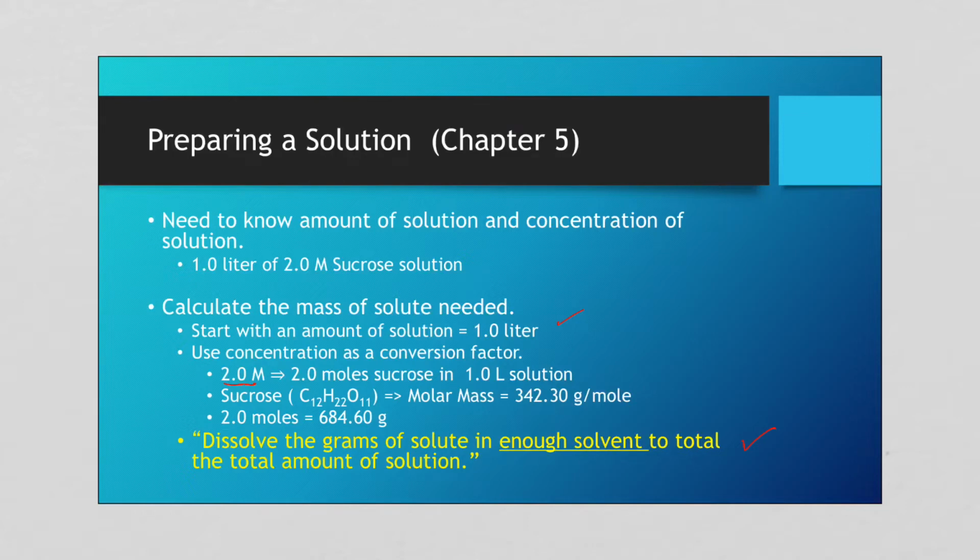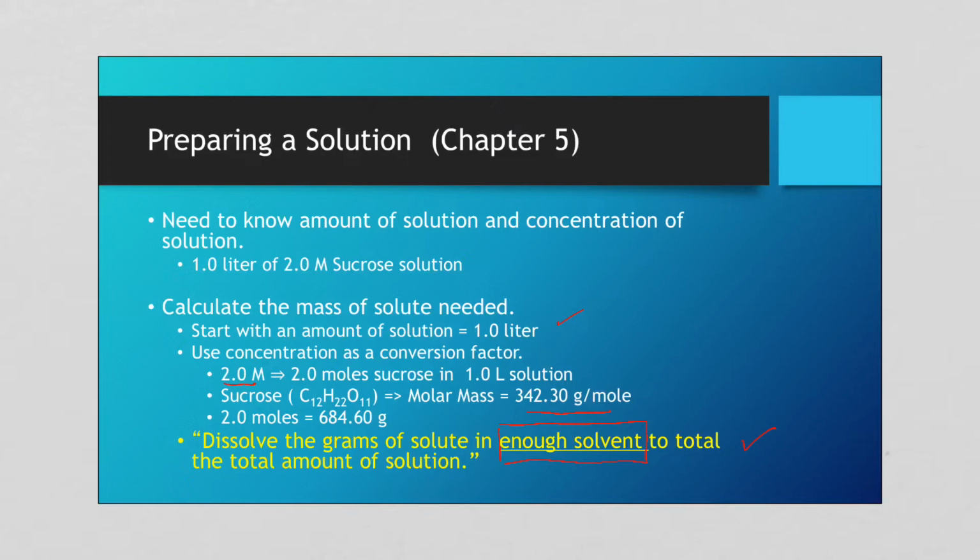So the first thing that I would have to do, right, would be to figure out how much mass 2 moles of sucrose is. And so the molar mass of sucrose, C12H22O11, is 342.3 grams per mole. So that means 2 moles would be 684.6 grams. So if I wanted to make up 1 liter of this solution, I would need to start with 684.6 grams of sucrose. So I would weigh this out, and then I would dissolve it in enough solvent, and this is the key, enough solvent to give me 1 liter of solution.